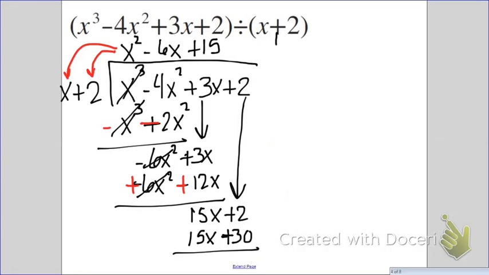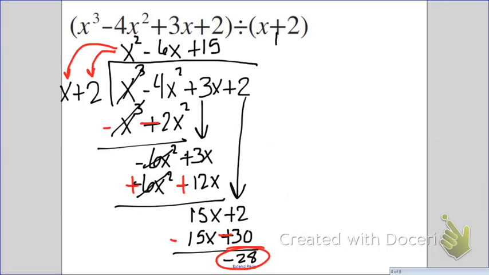Now it's time to switch all the signs. Now it's a negative 15, and now it's a negative 30. So we are left with negative 28. Now this is our remainder. Okay, so we need to make sure when we write our final answer, we use the remainder.